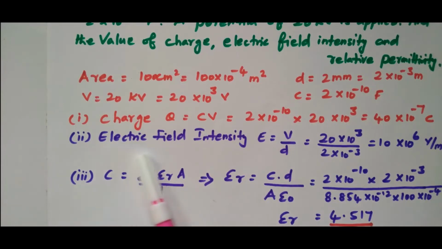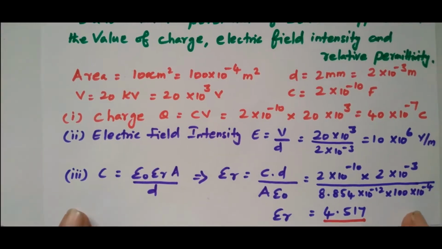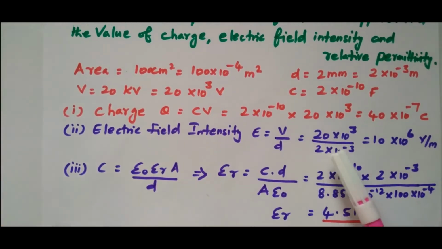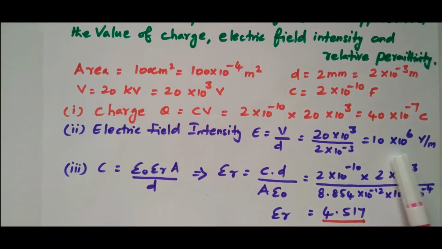Then we will find the electric field intensity, E equal to V by D. These two values are available, voltage and distance, so we can use this formula, right? V by D. So V equal to 20 kilovolt, 20 into 10 to the power 3, divided by the distance, which is 2 millimeter, 2 into 10 to the power minus 3, that is equal to 10 into 10 to the power 6 volts per meter. Right? The electric field intensity will be 10 into 10 to the power 6 volts per meter.